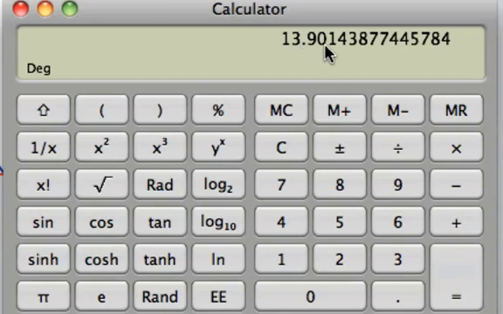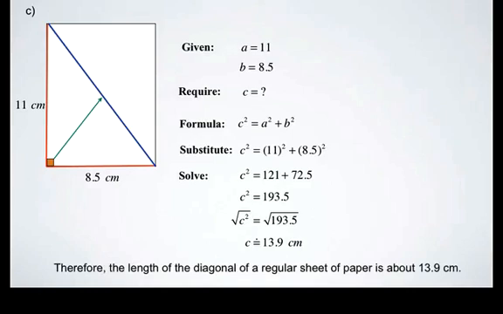and the number after the 9 is a 0, so we're going to keep it at 13.9 when we round to one decimal place. So therefore, the length of the diagonal of a regular sheet of paper is about 13.9 centimeters.